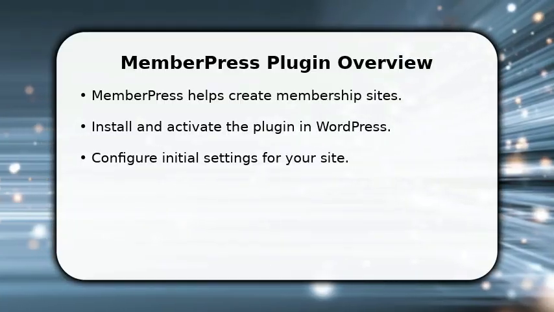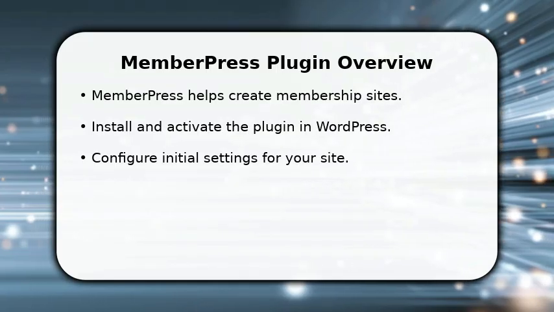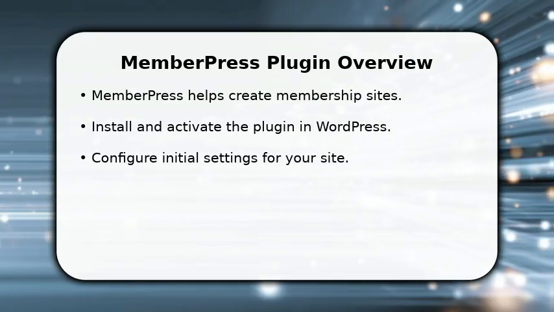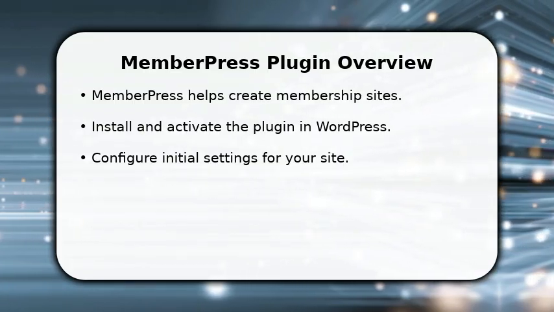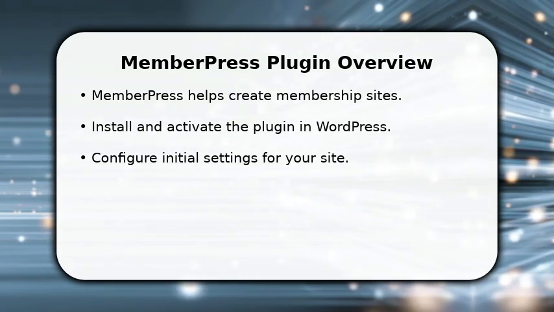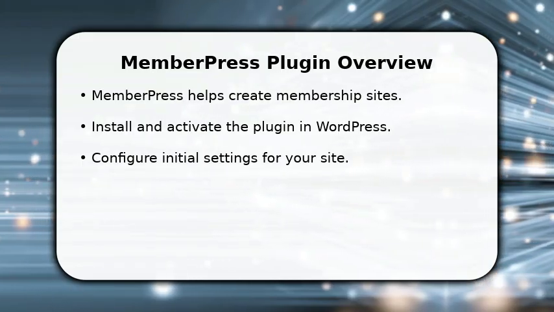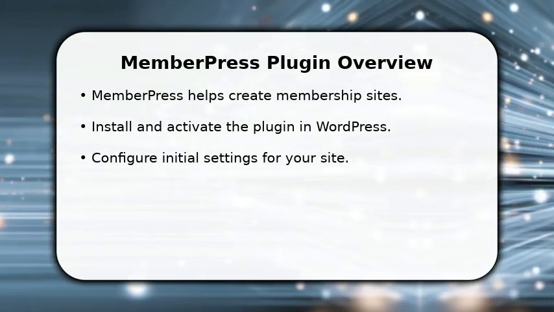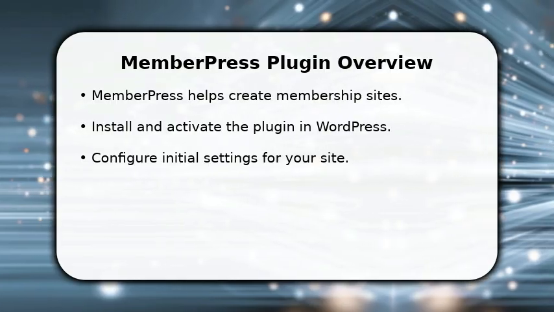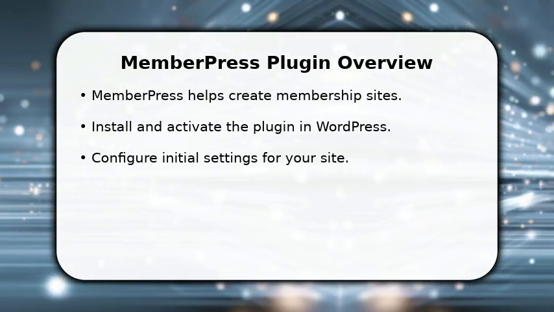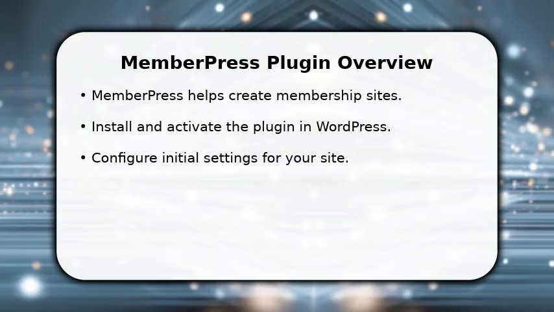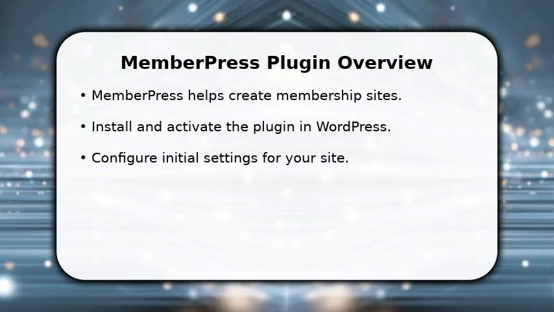In this video, I will explain how to use the MemberPress plugin in WordPress. First, you'll need to install and activate the plugin directly from your WordPress dashboard. Once active, navigate to the MemberPress settings to configure your initial options, such as currency, email settings, and general site preferences. This foundational setup ensures your membership site is properly configured and ready for members to join.